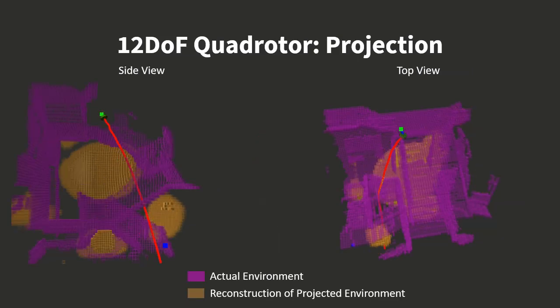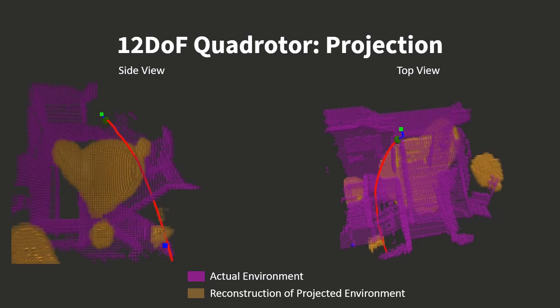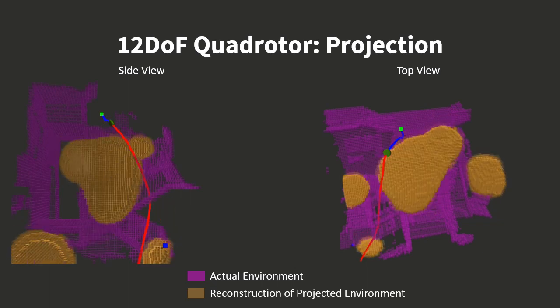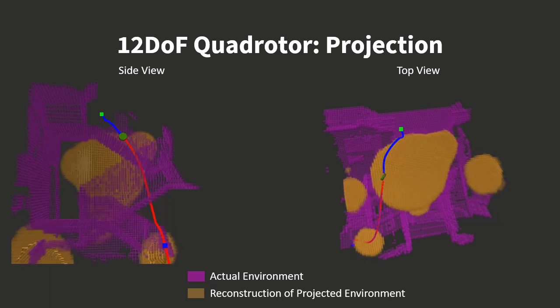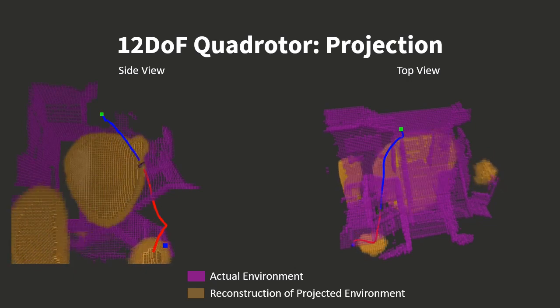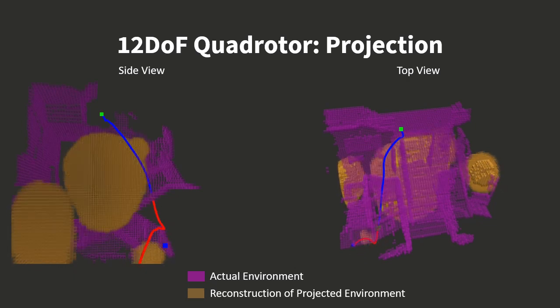Our proposed projection effectively hallucinates obstacles in order to steer the trajectory away from potential collision while ignoring features of the environment which are not relevant for the current MPC task.